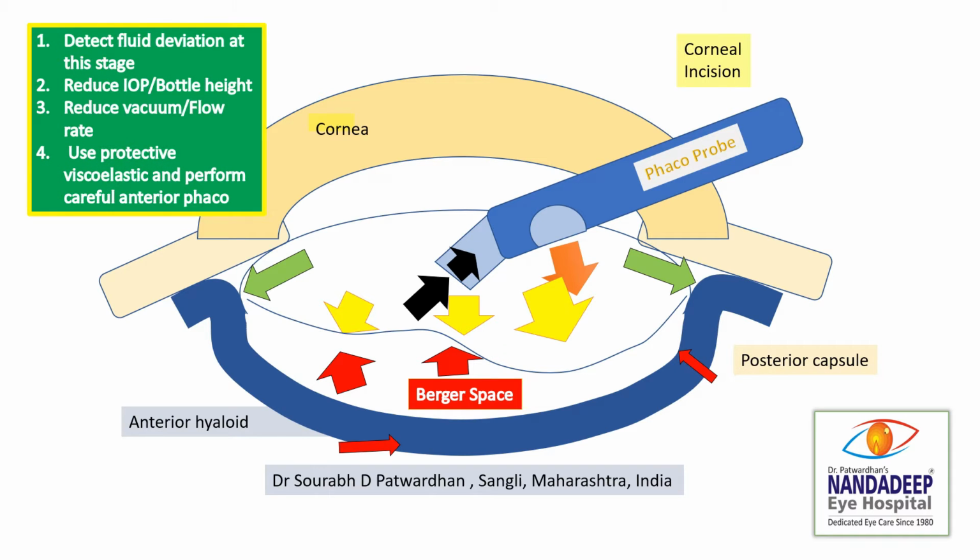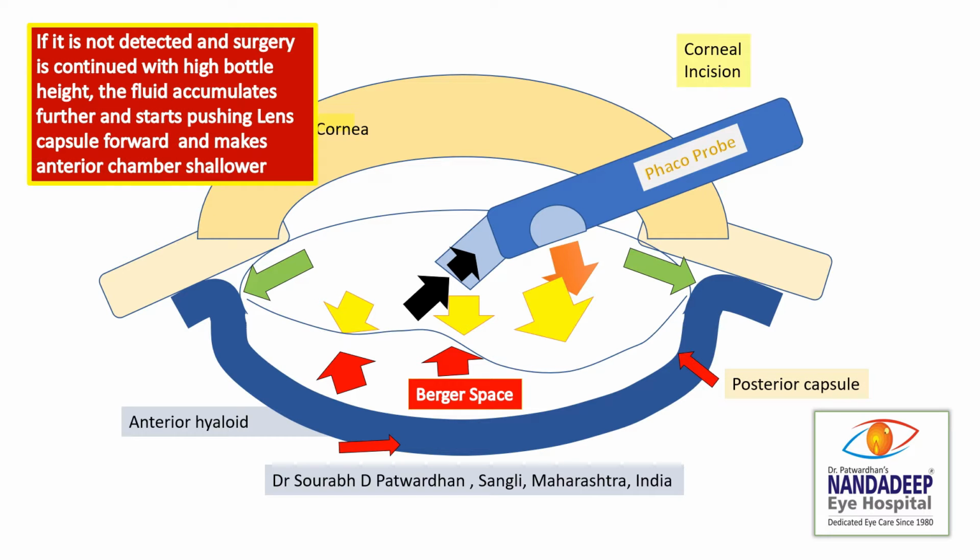So it is important to detect fluid deviation at this stage and reduce IOP or bottle height. Also reduce the vacuum and flow rate during the surgery, use protective viscoelastic, and perform very careful, slightly anterior phaco so as not to damage the posterior capsule.